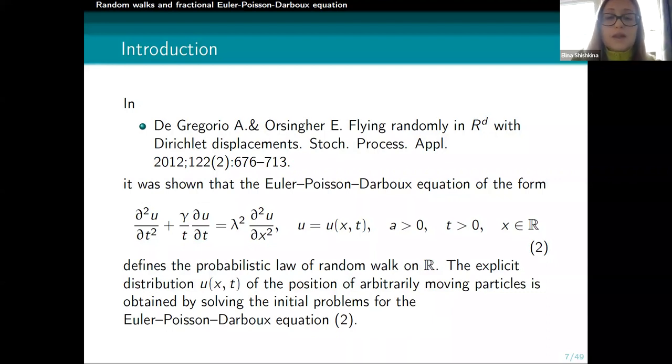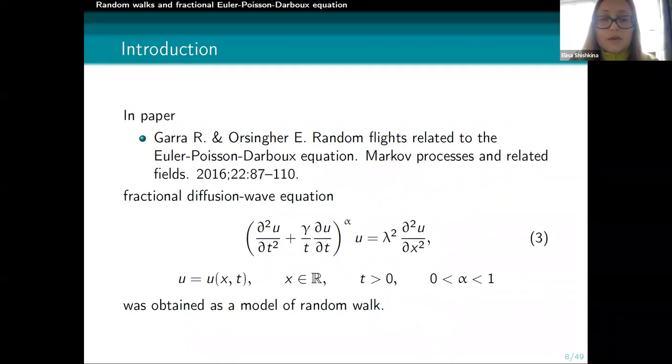We can also consider such an equation with the fractional power of the Bessel operator. The first such equation was presented in the paper of Roberto Garra and Enzo Orsingher, random flights related to the Euler-Poisson-Darboux equations. But this equation wasn't solved in that paper, and next I will present the solution of this equation and also an attempt at simulation of a real random walk, and an attempt to obtain such an equation and prove that this equation is really connected with random flights.